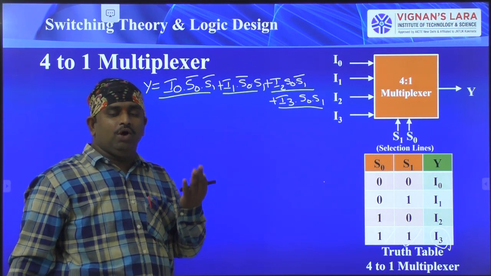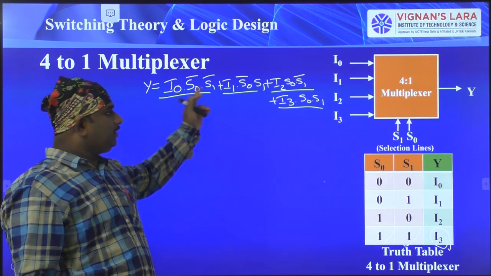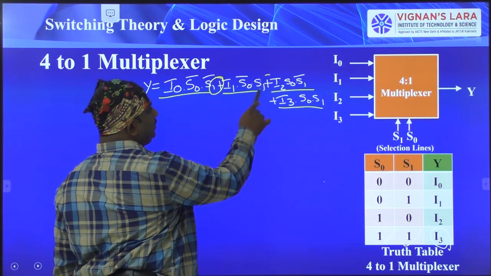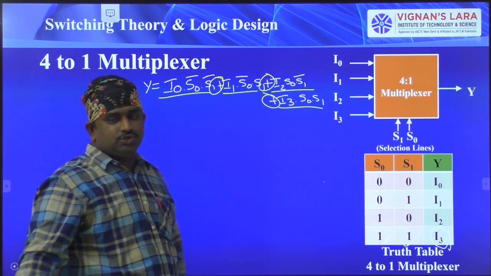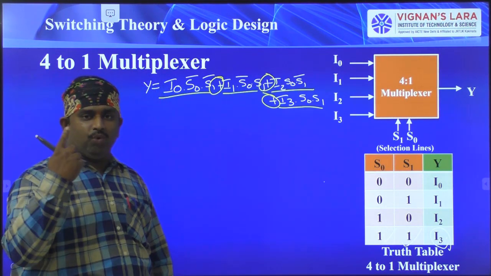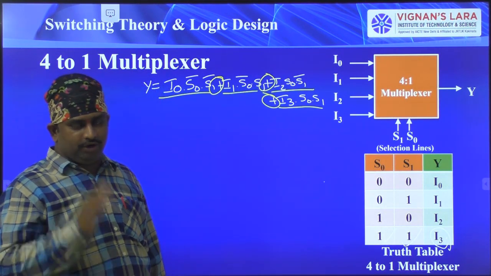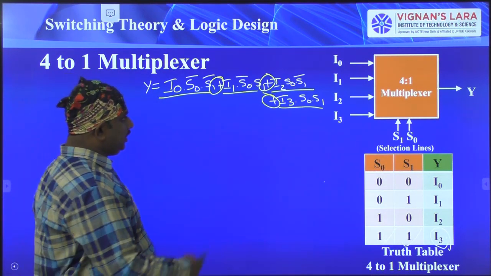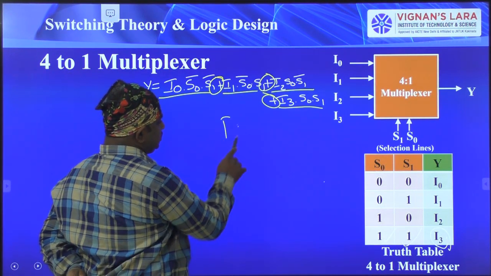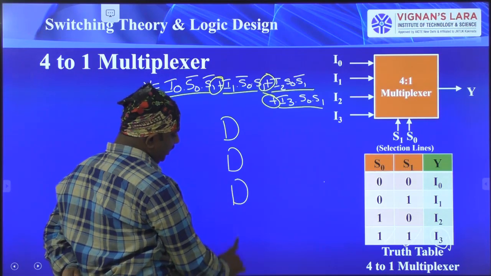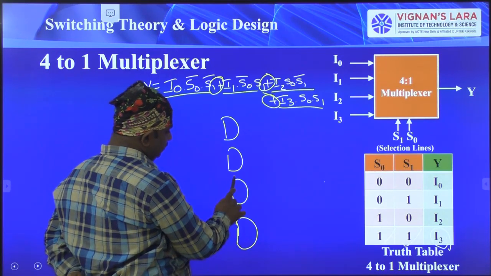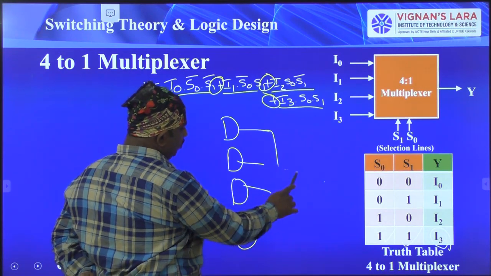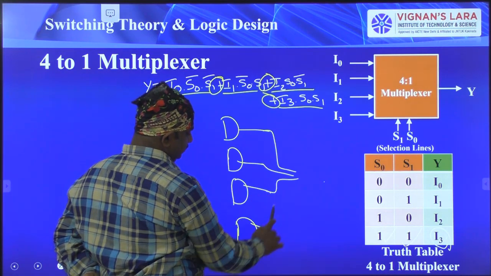Totally we have used 4 AND gate operations, and these 4 AND gate outputs we are summing. See here, this is the plus symbol, this is the plus symbol, and this is the plus symbol. So here we have 4 AND gates and 1 OR gate consisting of 4 inputs. So this diagram we are implementing in this way. So you can write down: the first AND gate, second AND gate, third AND gate, and fourth AND gate. Okay, 1, 2, 3, 4. These 4 outputs we are connecting to an OR gate.